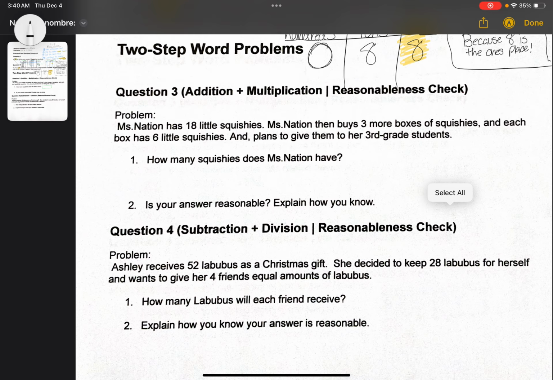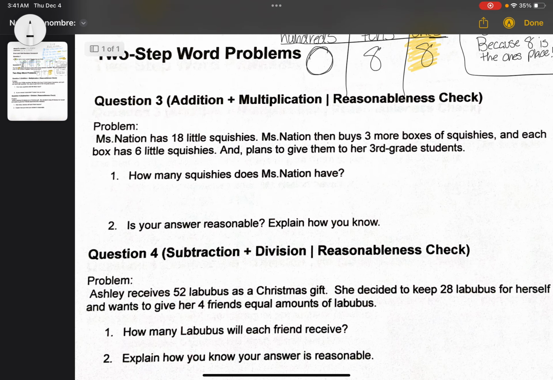Now, let's read the problem. We're doing question 3, by the way. Miss Nation has 18 little squishies. Miss Nation then buys 3 more boxes of squishies, and each box has 6 little squishies, and plans to give them to her 3rd grade students. How many squishies does Miss Nation have? Great question. Anyway, what we need to do is figure out how many squishies Miss Nation has in total. In total means all together.